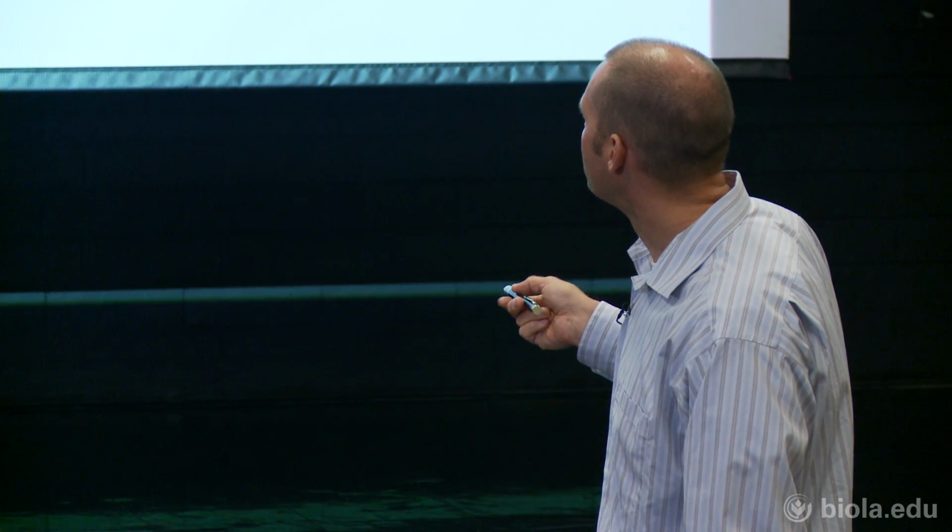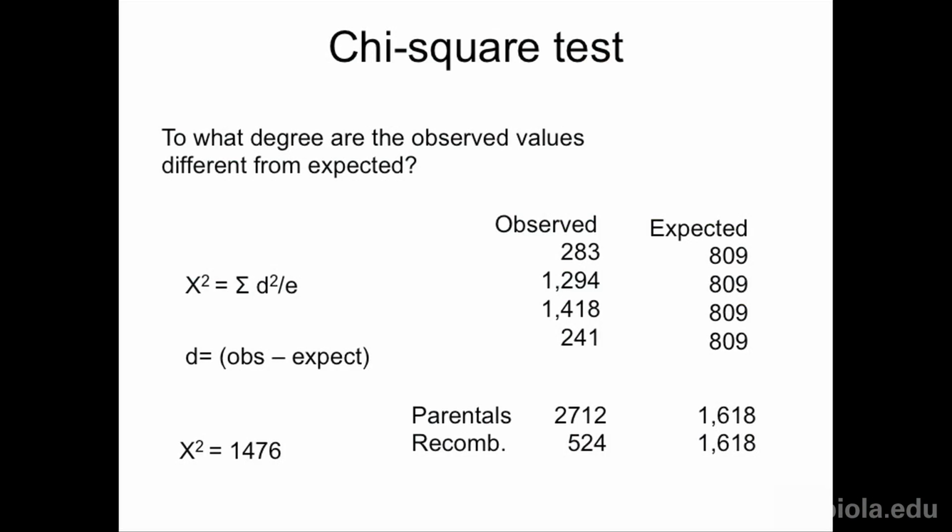You would say, what did I expect the parents to be? 1,600. So you take the observed parents. So you take 2712 minus 1618, square that, divide it by 1618, what you expected, and you're going to get a number. And then you're going to add that to the recombinants. How many recombinants did you expect? Take the observed, subtract the expected, square it, divide by that, add that to the previous number. So you'll take those two and sum them together.